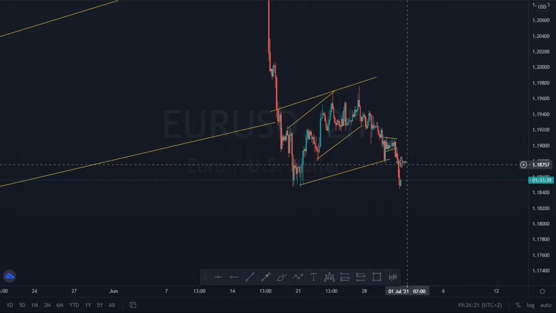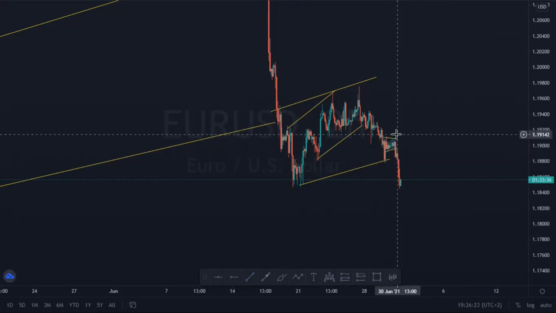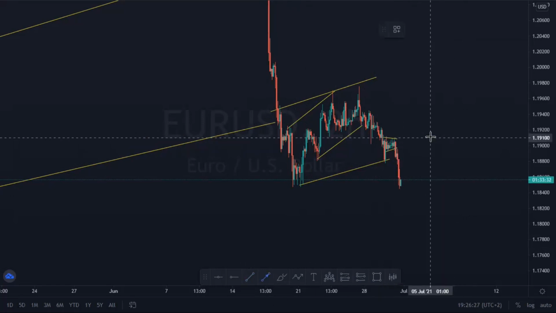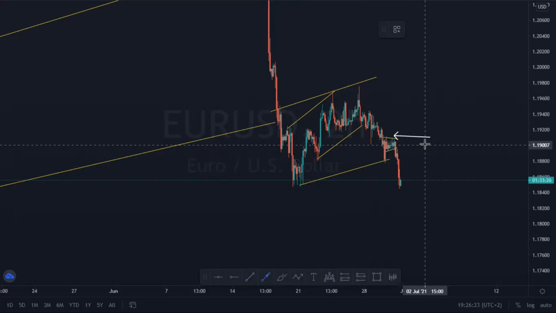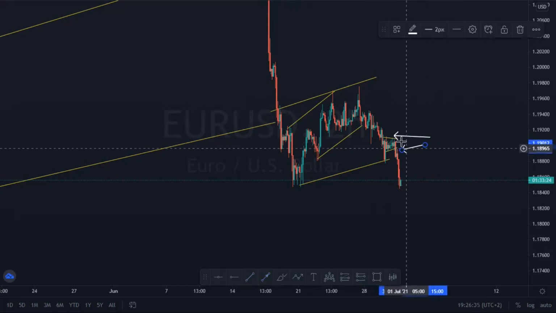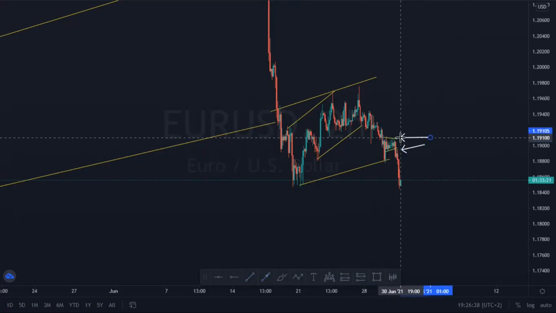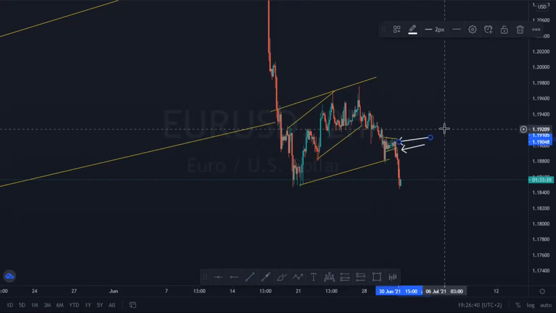So when you enter here, your stop loss is just above here. You put your stop loss here, and your entry is just below here. Or you can enter here. It depends on you.